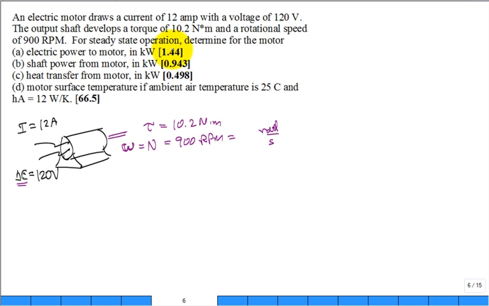For the steady state operation, determine the electric power to the motor. Well, that would be some symbol E dot electric. How do I calculate the power to the motor? Isn't it just the change in the voltage across the lines leading to it times the current?